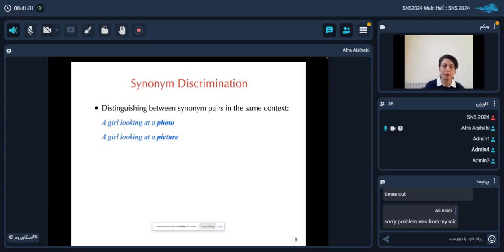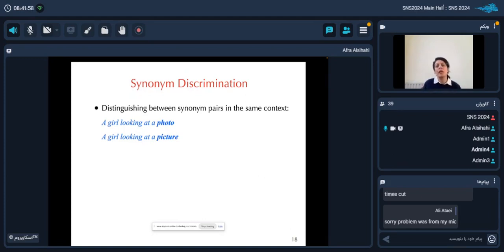So if you think about two sentences, a girl looking at a photo and a girl looking at a picture, these two sentences practically mean the same thing, right? So it could be that the vector representation of the meaning of these sentences is actually identical. But if the model actually learns something about the word forms, then it might encode it in its internal representations.